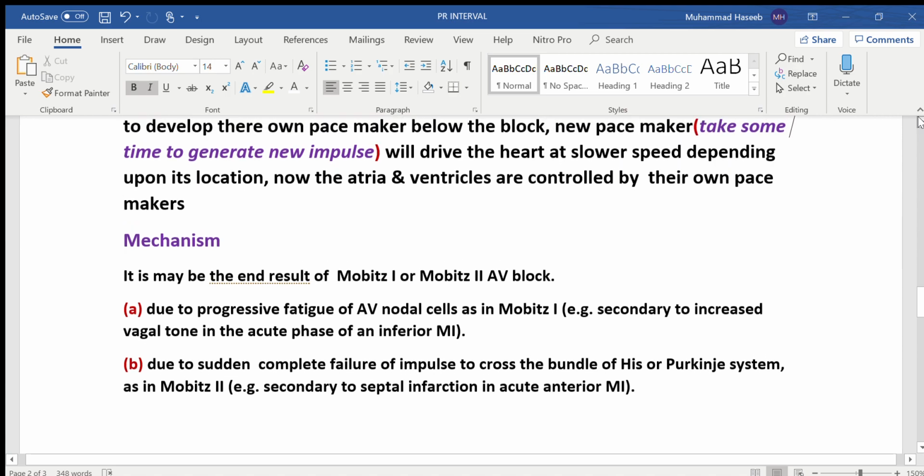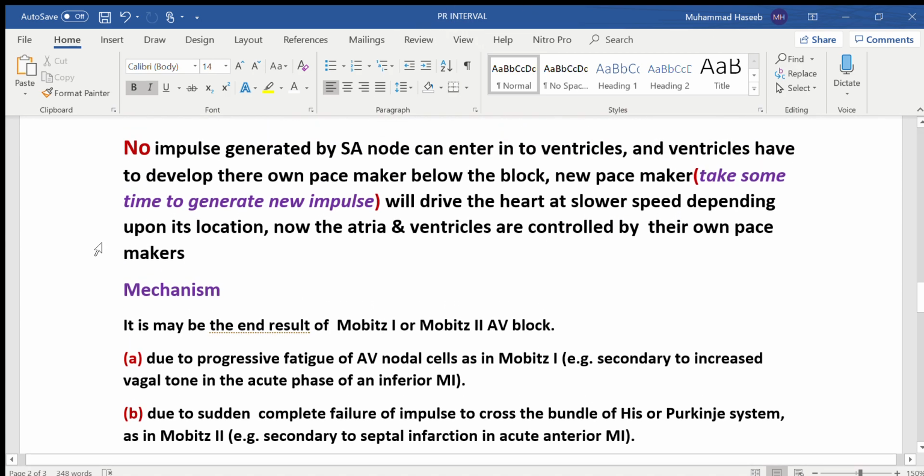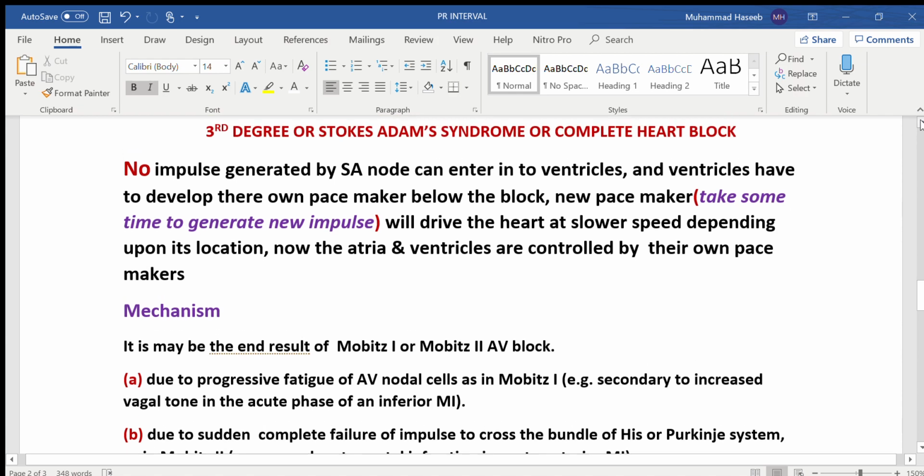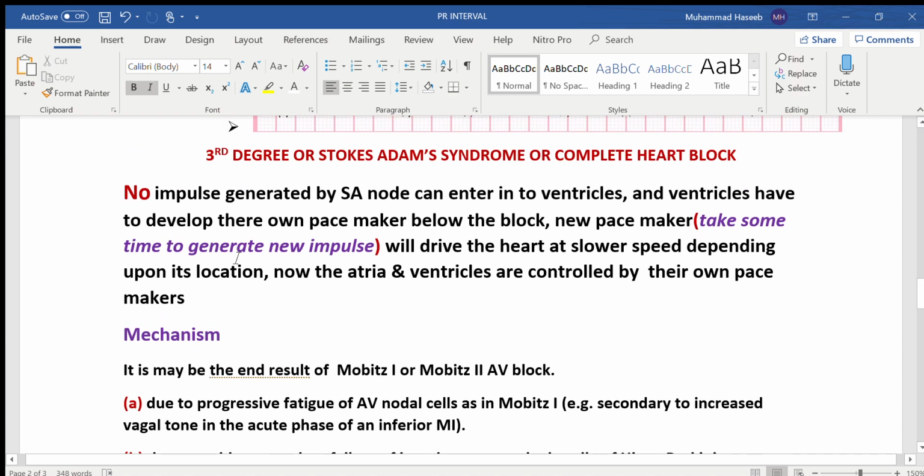Now here all the things are written. No impulse generated by the SA node can enter into the ventricle, and ventricles have to develop their own pacemaker below the block. The new pacemaker will take some time to generate new impulses. Then it will be able to drive the heart at a slower speed, and this speed depends upon its location. If it is located in the bundle branches, then its speed will be higher. If it is located in the ventricular muscle, then the speed will be much slower.